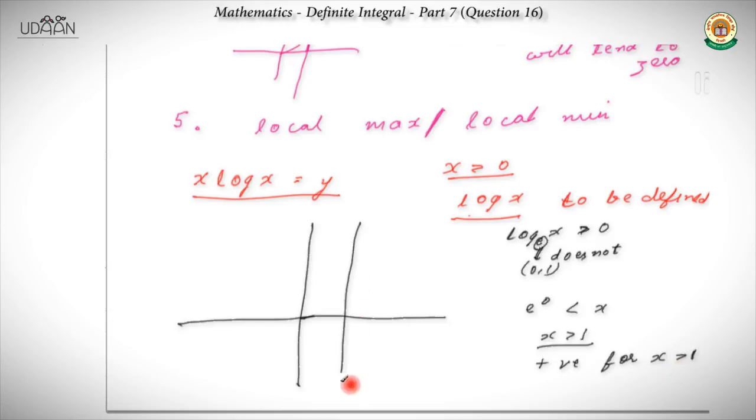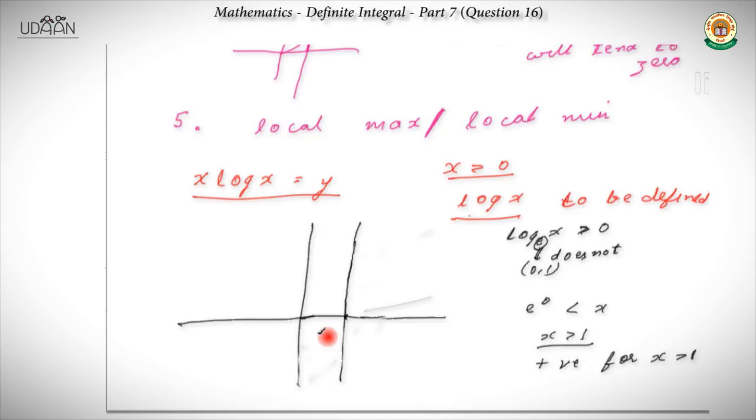So we draw a line. Let it be 1 comma 0. Why am I writing 1 comma 0? It need not be; it's basically the x equal to 1 line. So this is positive, so the graph would lie in this region and this region. And the point of intersection exists at x equal to 1, where log x becomes 0. So the graph will cut the x-axis at 1 comma 0.